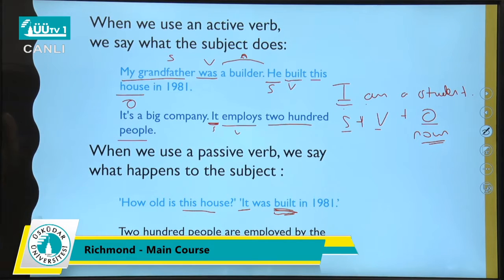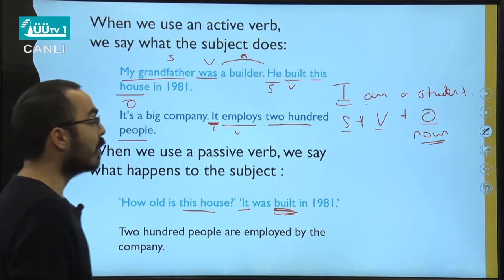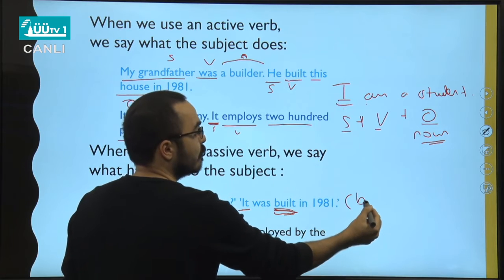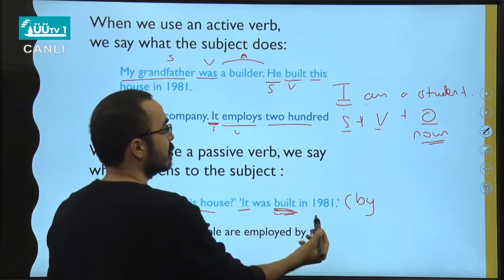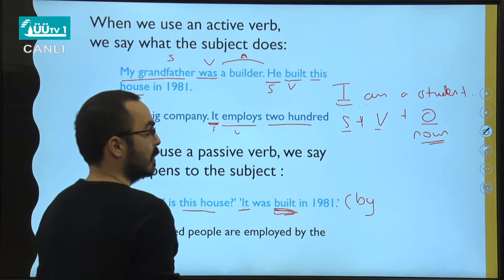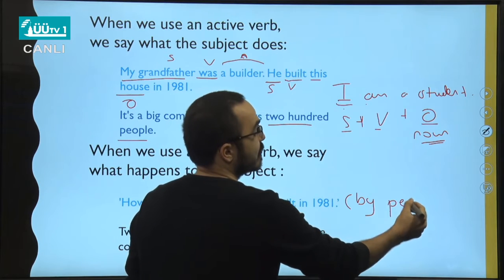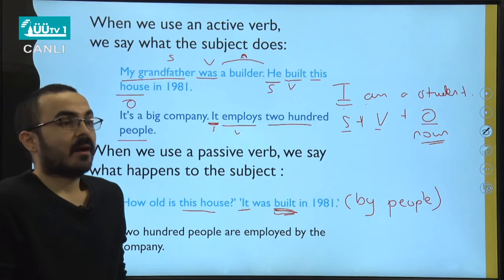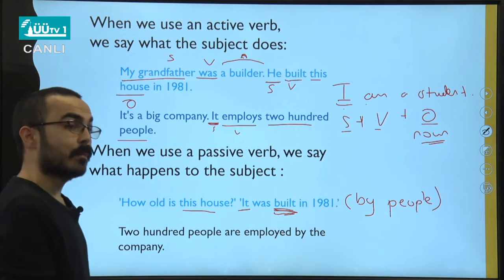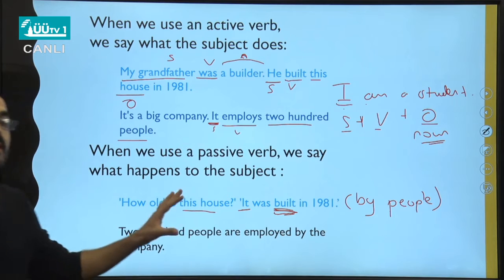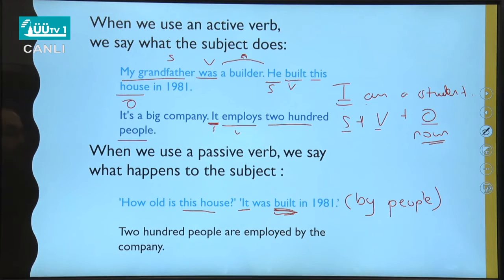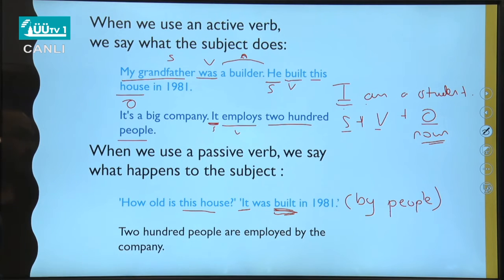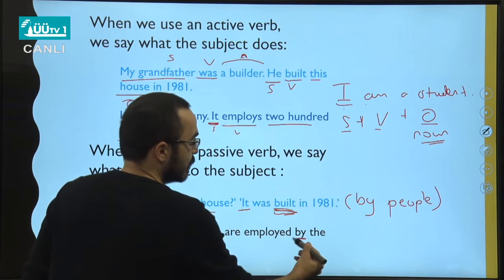Every action has to be done by somebody, but here it isn't given to us. But again, I see an invisible by here. Okay, it was built in 1981 by, right, by people, let's say, by somebody. I don't know, right? But these somebodies aren't important, right? What is important is this house was built in 1981, right? Good. 200 people are employed by the company. Again, we see the agent by.